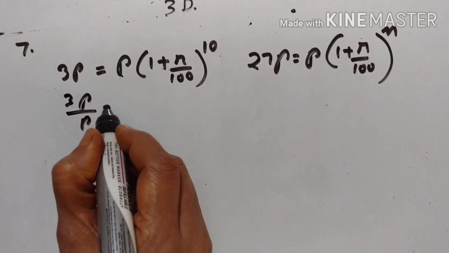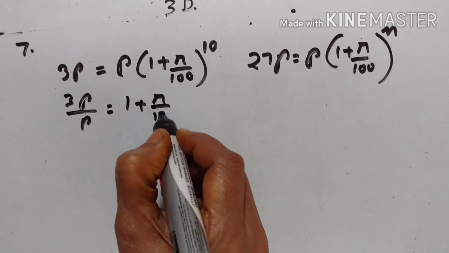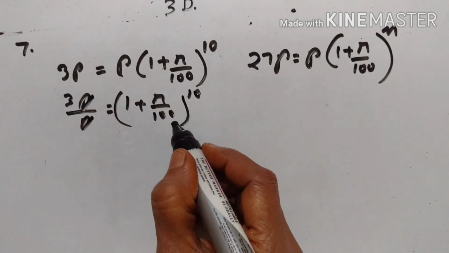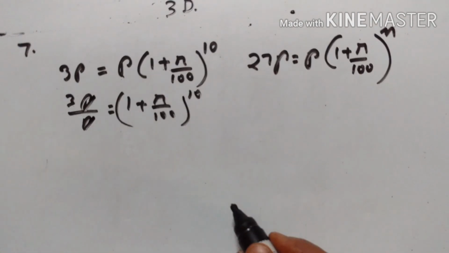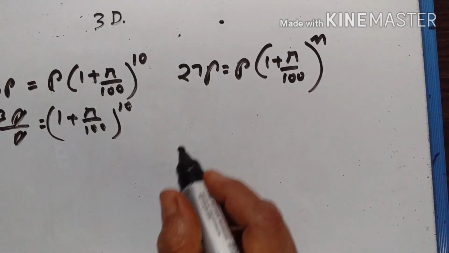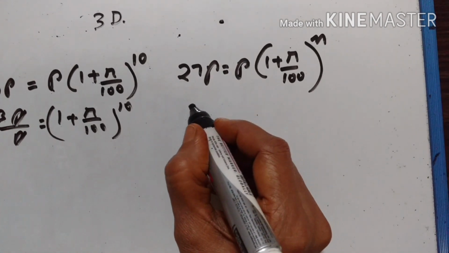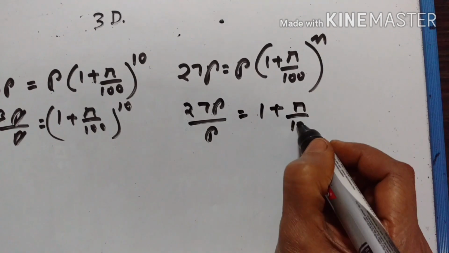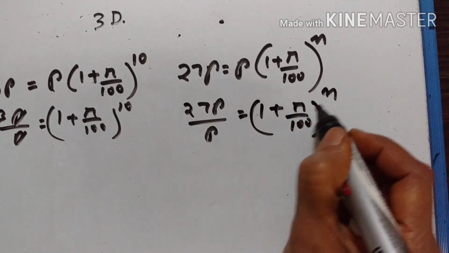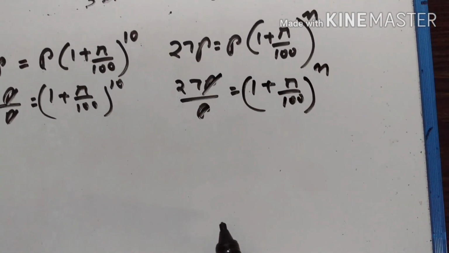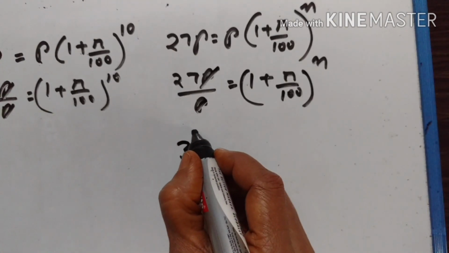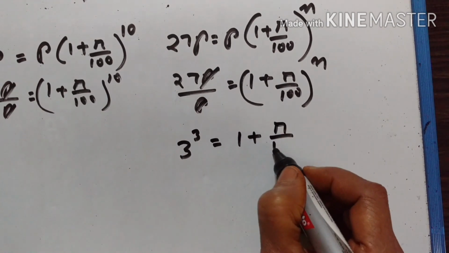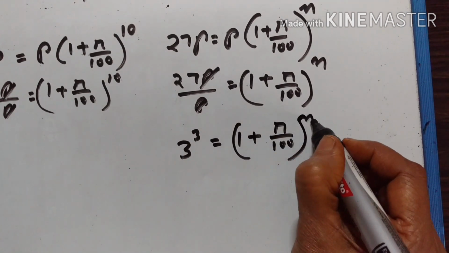3p upon p is equal to (1 + r/100) raised to the power of 10. p and p go off. So (1 + r/100) to the power of 10 is equal to 3. Now, 27p upon p is equal to (1 + r/100) raised to the power of n. p and p go off. 27 is equal to 3 cube. So 3 cube is equal to (1 + r/100) raised to the power of n.